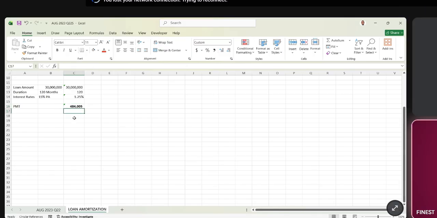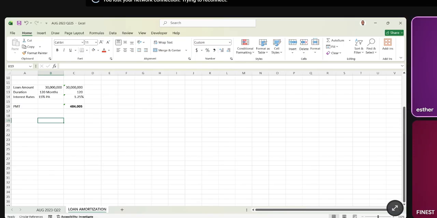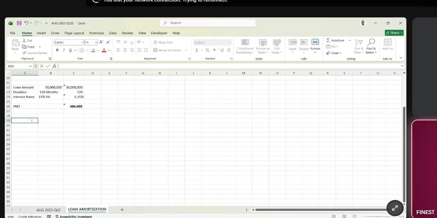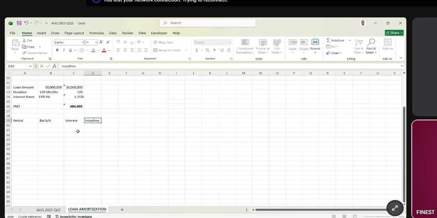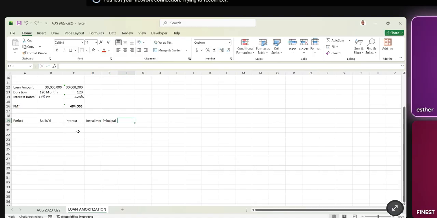Now, the loan amortization schedule is very key. How do you used to do it? How do you used to do the loan amortization schedule? The components. We have a year, so we have the period, period in mpaka 120. Balance brought down, interest, installment, principal, then balance carried down.